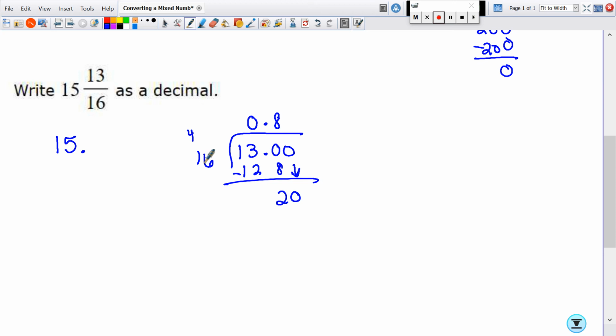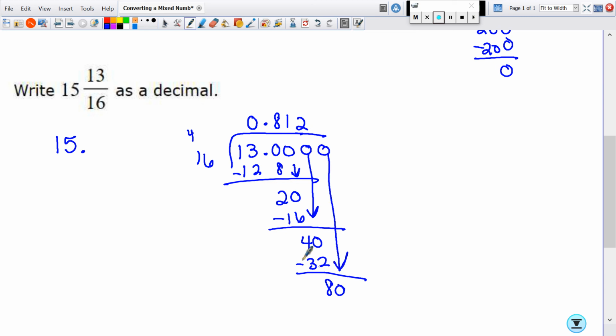Bring down the 0. 16 goes into 20 one time. 1 times 16 is 16. Subtract. 20, take away 16 is 4. Add a 0 and bring it down. 16 goes into 40 2 times. 2 times 16 is 32. Subtract. 40, take away 32 is 8. Add a 0, bring it down. 16 goes into 80 5 times. 5 times 16 is 80. So now that we have 0, we're done.